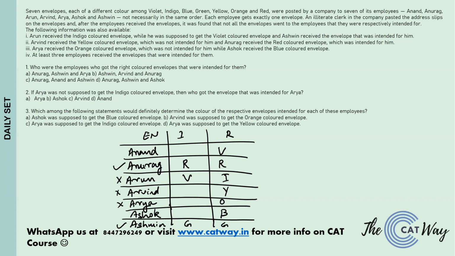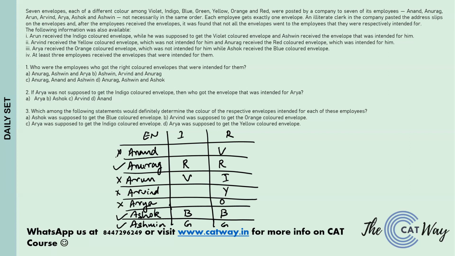So between Anand and Ashok, there has to be at least one person who is going to receive the same color that he intended to receive. Now Anand received violet, and he cannot intend to receive violet because violet is to be received by Arun. That means Ashok is the person who received what he intended for. So one more column has been filled.